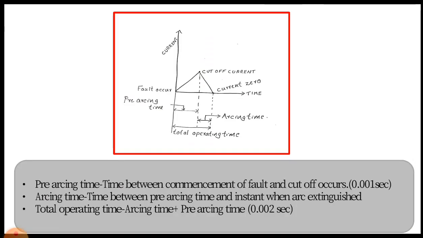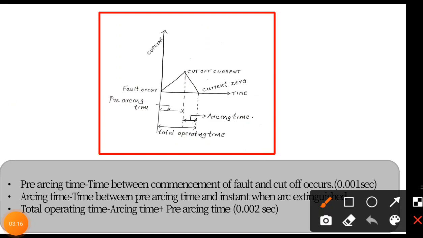Then we are going to discuss pre-arcing time, arcing time and total operating time. Here there is a graph shown. Here the fault occurs. At the time of fault, the fault current flows like this. So the point called A, that current is called cutoff current, where the fuse starts to melt. Then after the fuse is disconnected by melting, the fault current reduces to 0. This point is current 0. So this is the total operating time of a fuse.